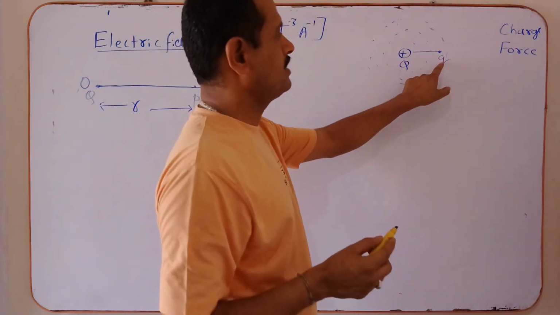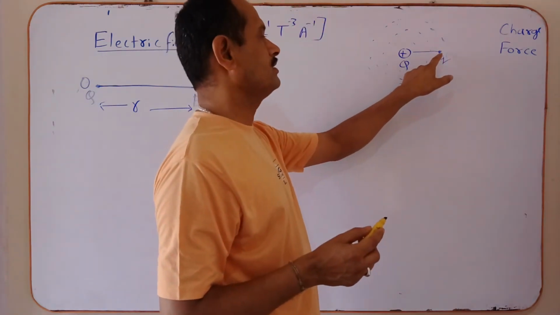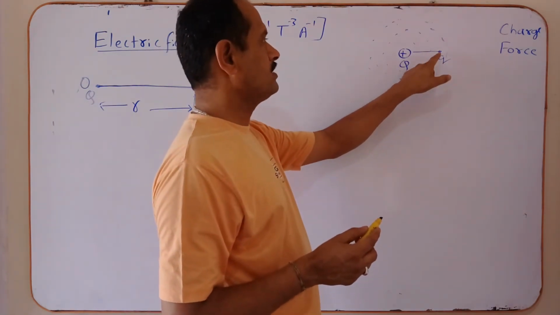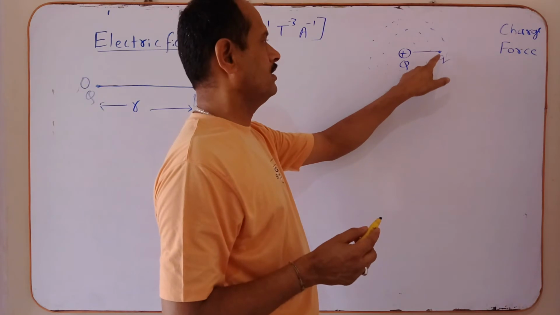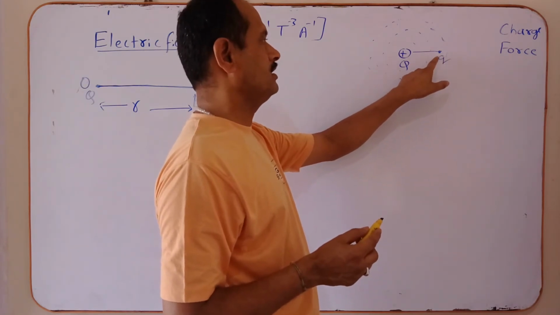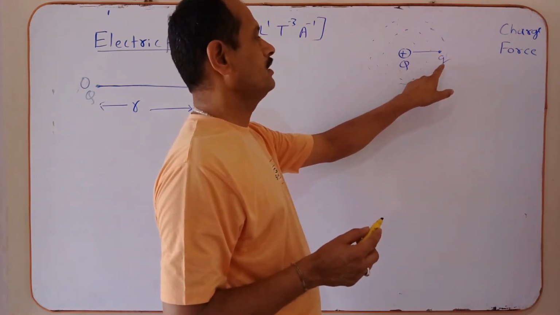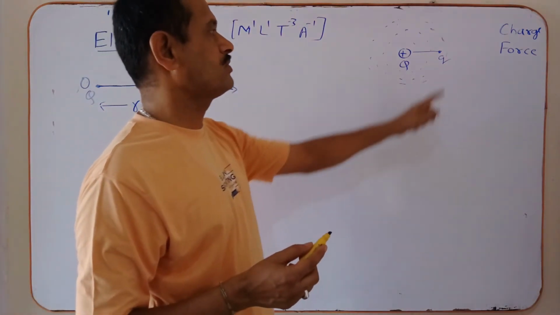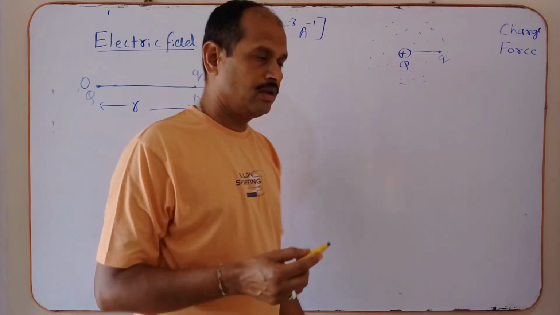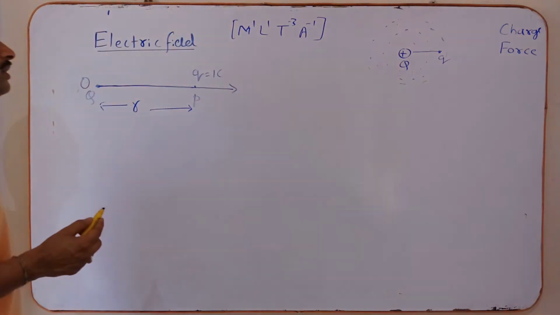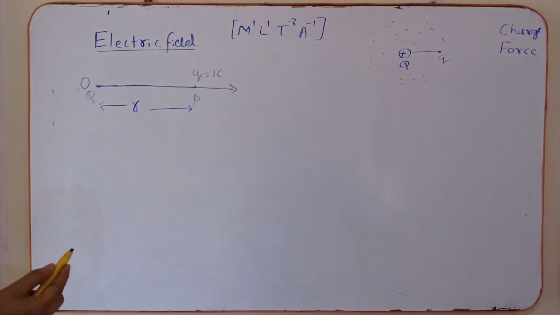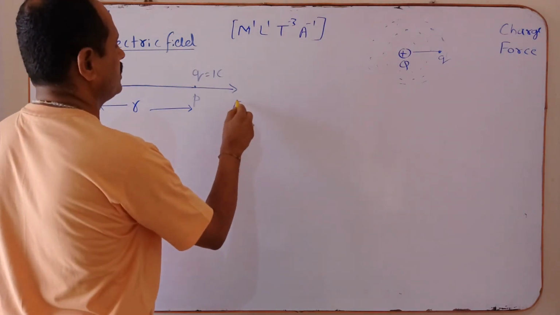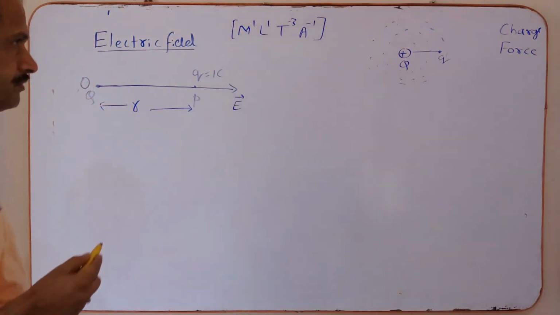With the help of a test charge, you have to confirm whether an electric field is there or not. Once you place it at a point in the electric field, what happens? It experiences an electrostatic force. At that time you say there is an electric field. How do you measure that electric field? What is the expression for the electric field? The electric field is represented by E.